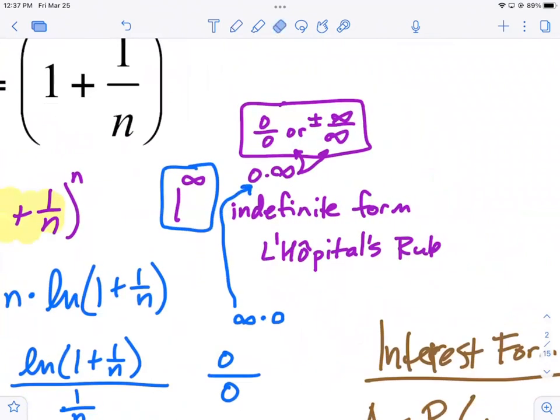I said indefinite form, sorry. It's indeterminate form. Still recovering a little bit. It's kind of down into the lower, I think it's below the esophageal sphincter at this point. Heating up.